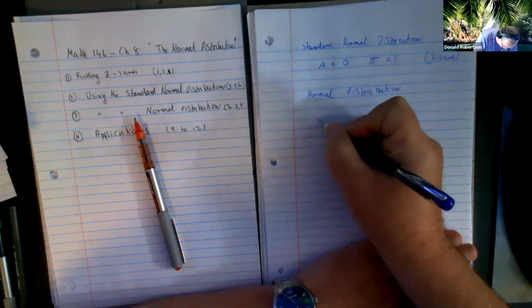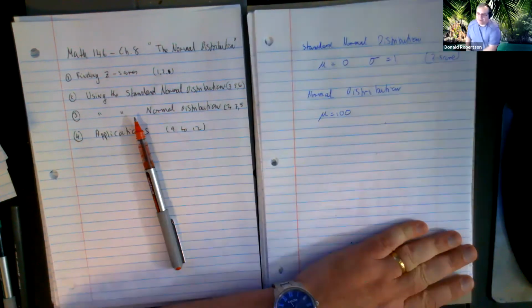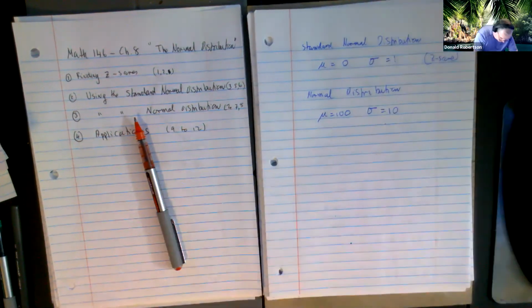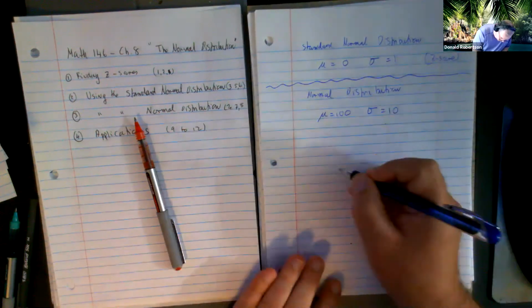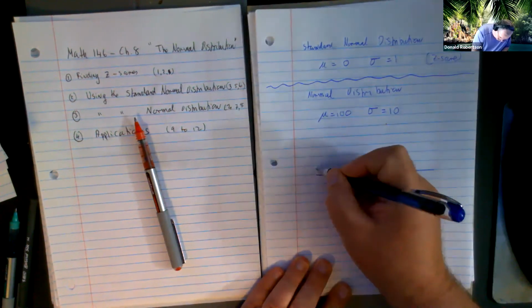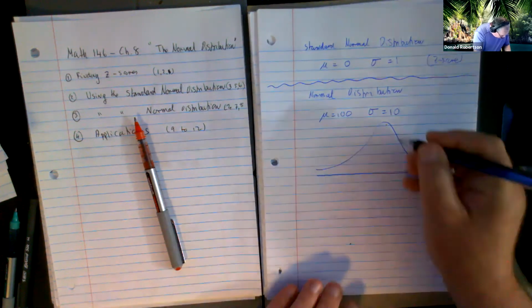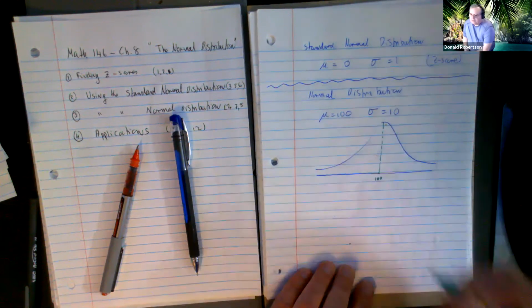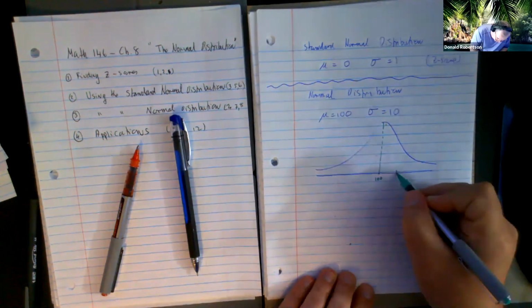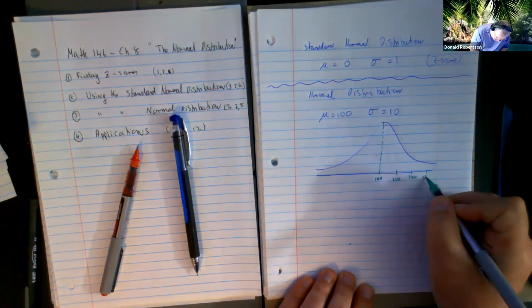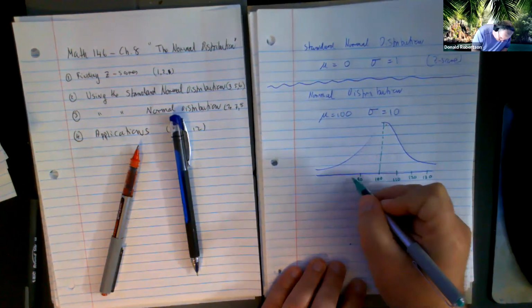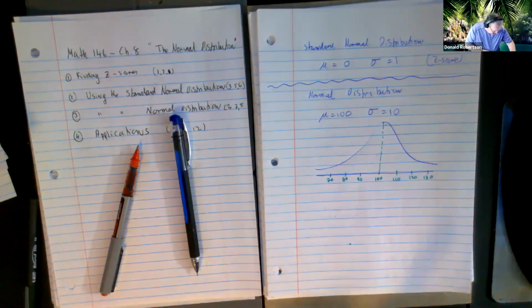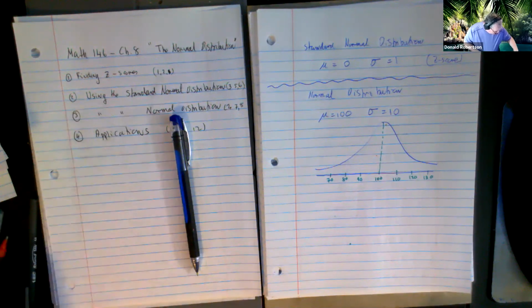So let's take an example. The mean of IQs is 100. The standard deviation is 10. If I wanted to draw a generic picture of what that would look like, it would be similar to what you've done in the past. Right in the center, the mean, that's where it lives. And then one standard deviation, two standard deviations, three standard deviations: 90, 80, 70.